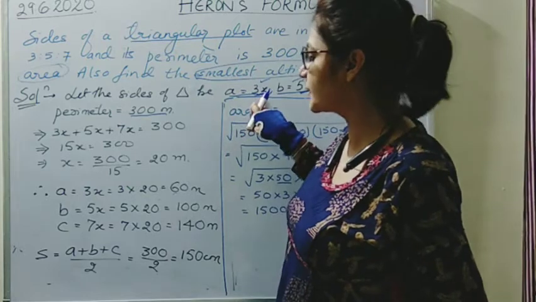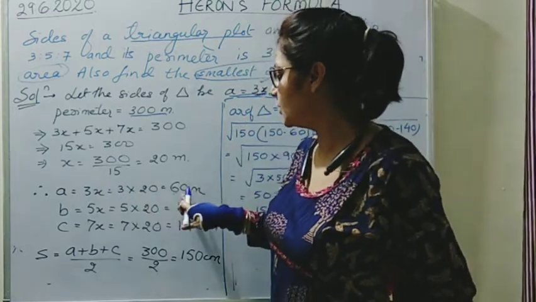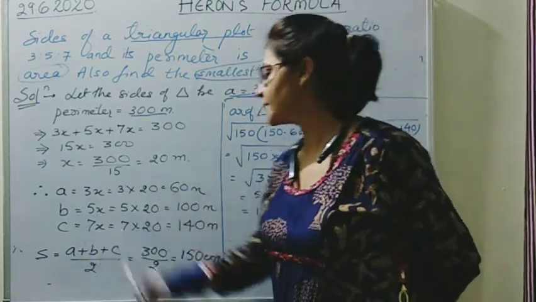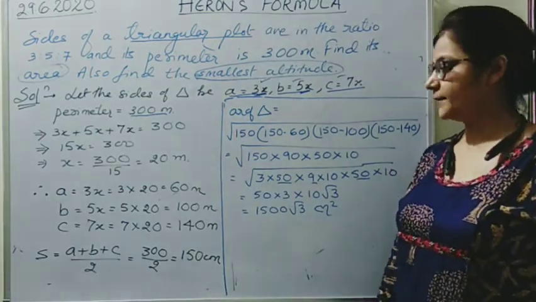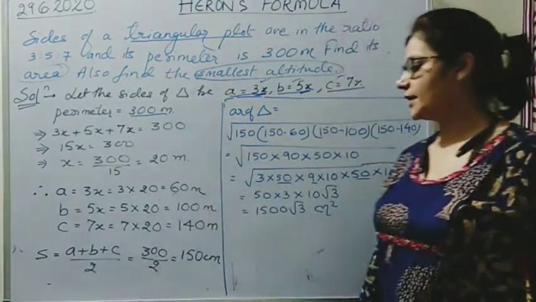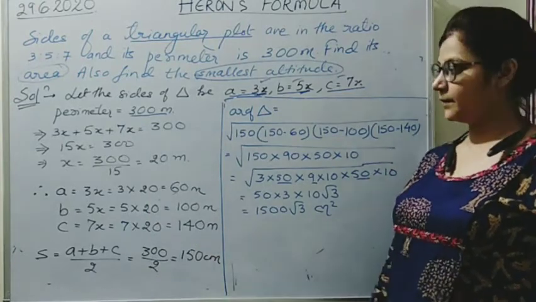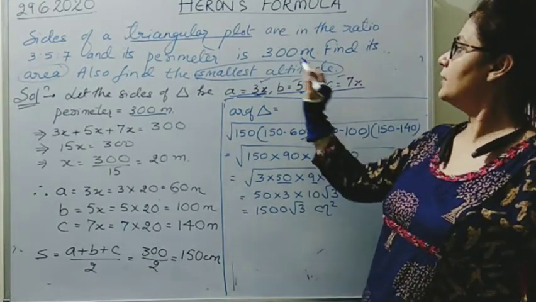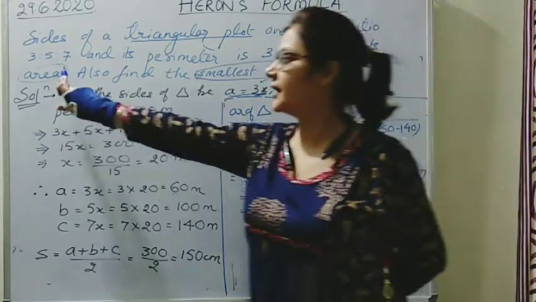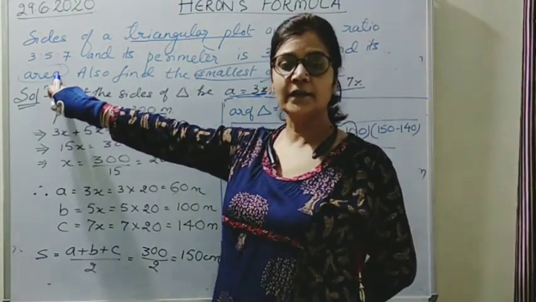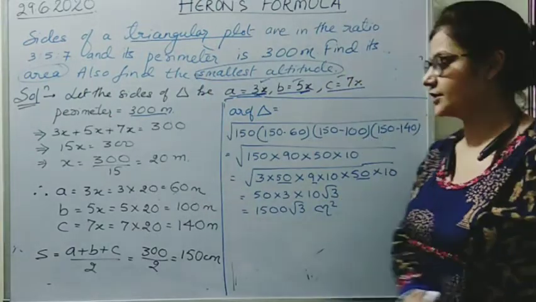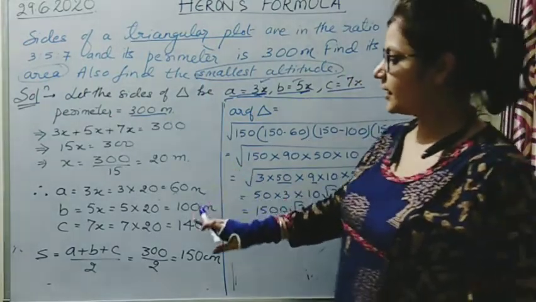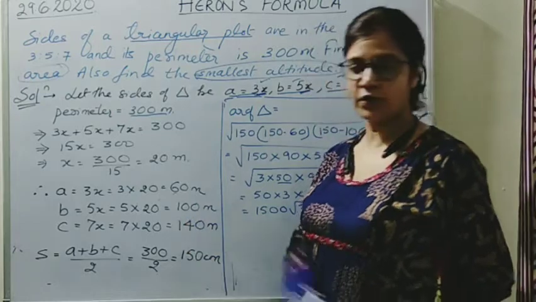The first side is 3x. So it will be 3 into 20, 60. Second side is 5x. So 5 into 20, 100. And third side is 7x. So it will be 140. Clear? Now when we have to find the area, it means we have to find the sides. So the sides are 60, 100 and 140.